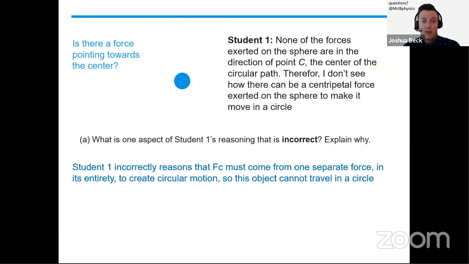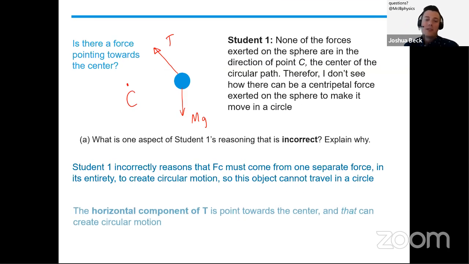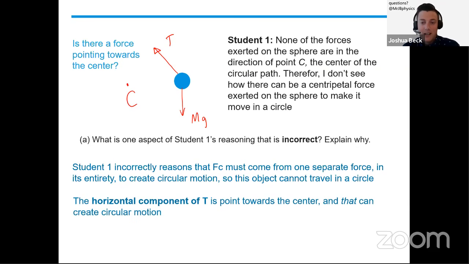Now I'm going to explain why that's incorrect in this case. Is there a force pointing to the center? Well, not an individual force. mg is not pointing towards the center. T is not entirely aimed towards the center, but part of it absolutely is. So why was student one's statement incorrect? Well, because the horizontal component of T is towards the center, and that can create centripetal acceleration and thus circular motion. So again, I've tried to explicitly indicate which incorrect reasoning I am addressing, and then why that is incorrect.